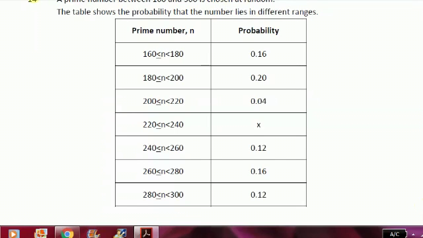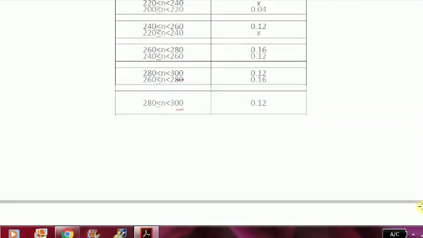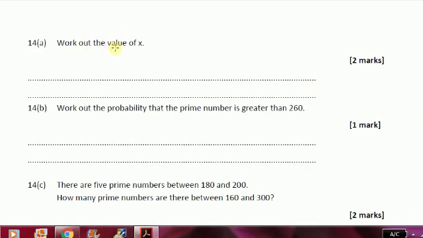Question 14. A prime number between 160 and 300 is chosen at random. The table shows the probability that the number lies in different ranges. Goes from 160 to 300. Then let's scroll down. Work out the value of x.